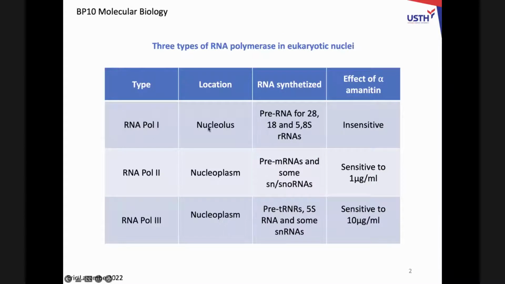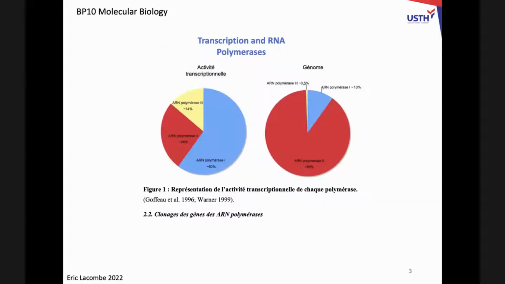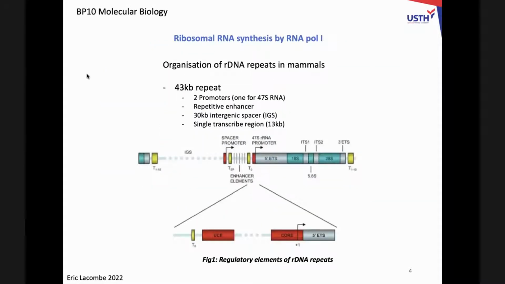Remember what we said. Pol 1 is in the nucleolus, the enzymes, okay? So do you have an idea, in terms of genomic organization, where these 50 kb repeats that contain the sequence transcribed by Pol 1 are located in the nucleus? Also in the nucleolus. Exactly, because what do you know about the nucleolus in the nucleus?